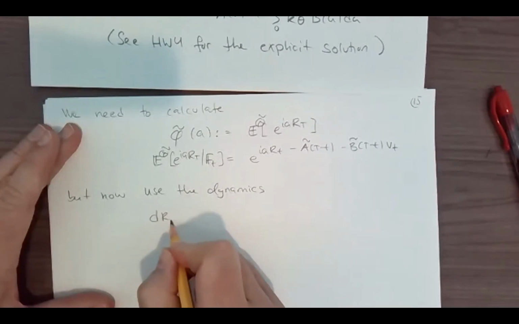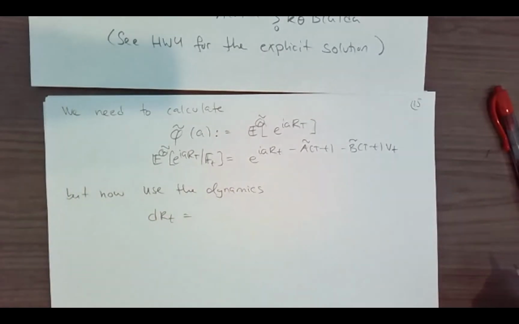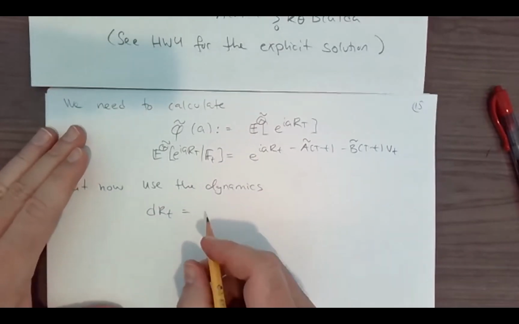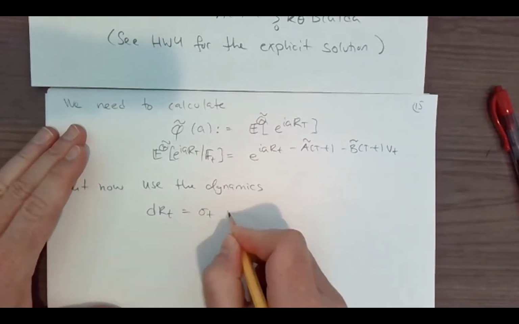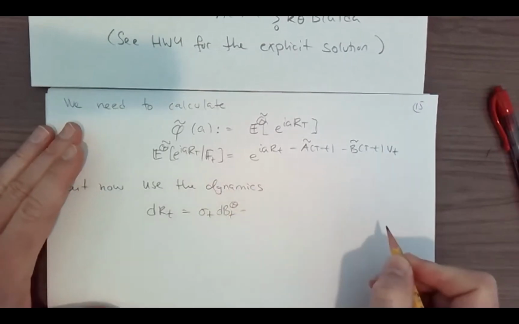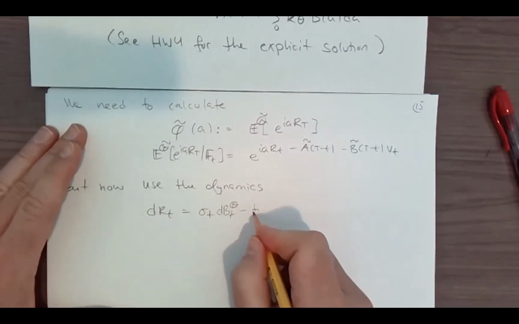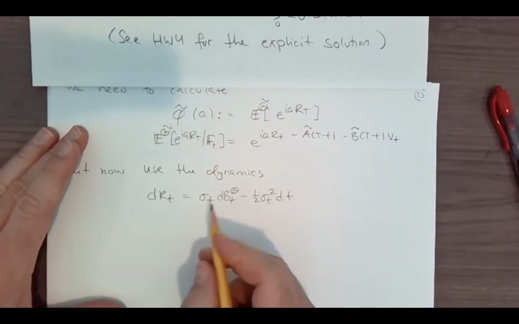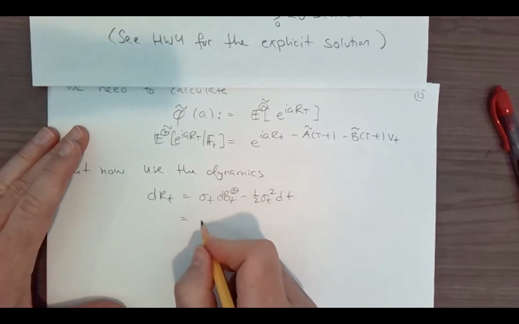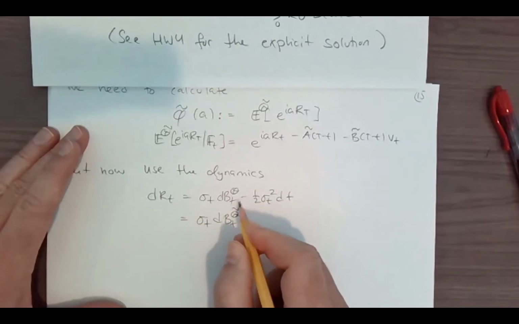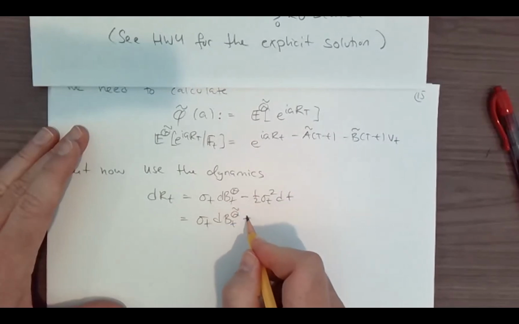So what was it? dR_T. There was a correction term. If I write down the Q dynamics first, this was sigma_T dB_T^Q minus 1/2 sigma_T squared dt. And remember, the difference between the Q and the Q tilde would be that sigma. So if I want to put a tilde here, I have to replace the minus sign by a plus.